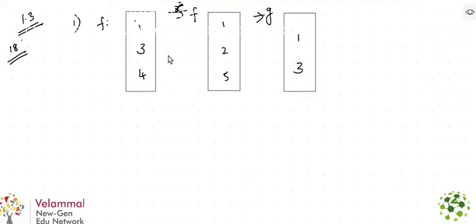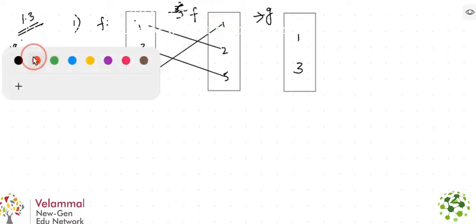Now, how is it going? f is equal to {(1, 2), (3, 5), (4, 1)}. What does it mean? 1 goes to 2, and then 3 comma 5, so 3 goes to 5. And finally 4 goes to 1. This is your function f. This is how it is defined.